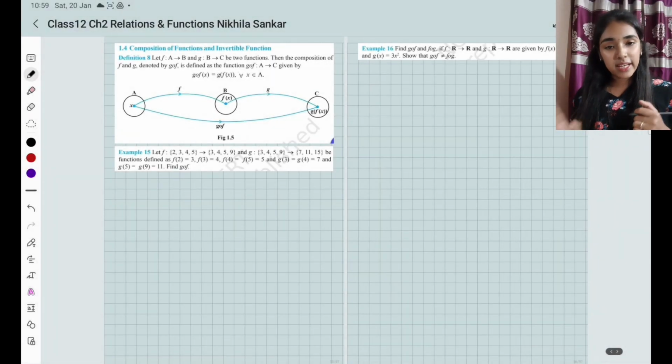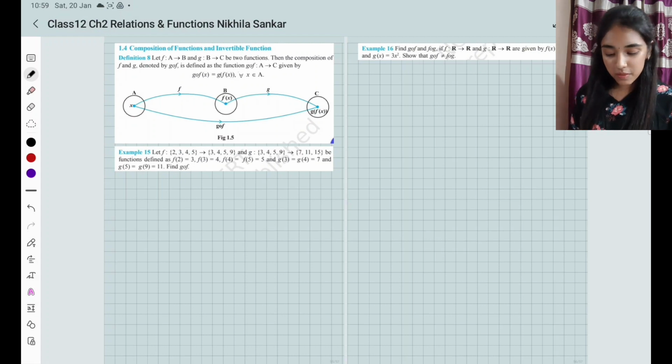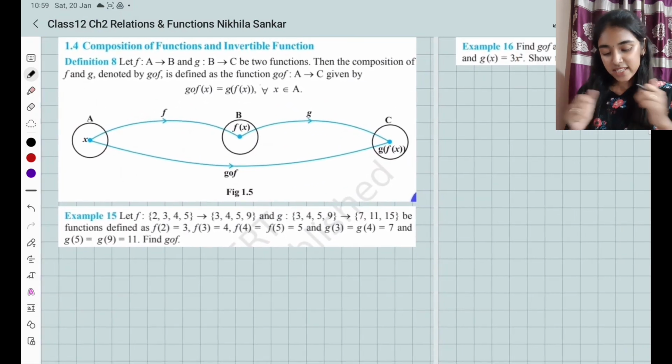So, we have studied relations and functions so far. Now we are going to look at composition of functions. This is a very very small topic. In this, 1 mark and 2 mark questions can come. Okay, so definition 8. What does it say?